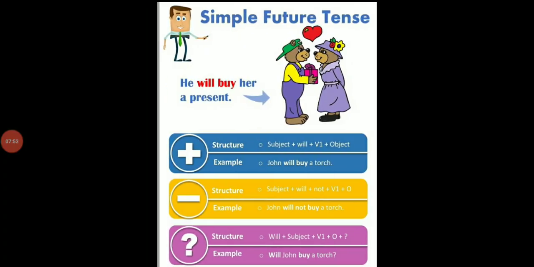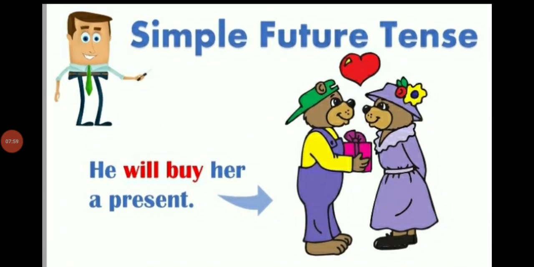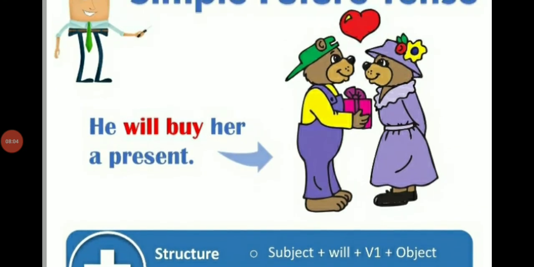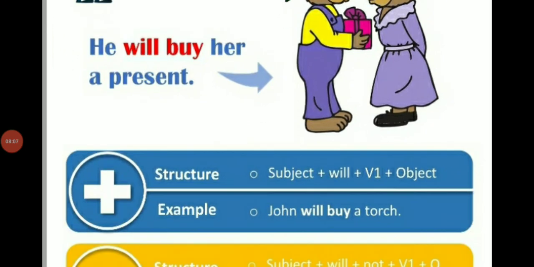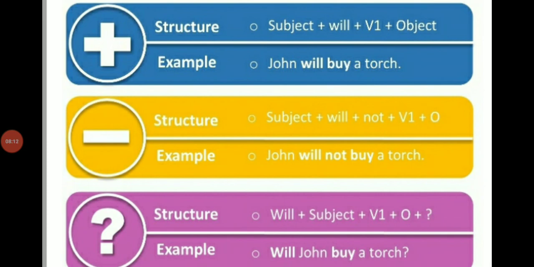After this, the simple future tense, a very interesting tense it is. In affirmatives, we only use will. The structure is given there. He will buy her a present. The structure of the affirmative is subject plus will plus verb first form plus object. My dear student, don't get confused. We don't use shall in it. Shall is only used in interrogatives, and in affirmatives and negatives only will plus verb first form. Example, John will buy a torch.